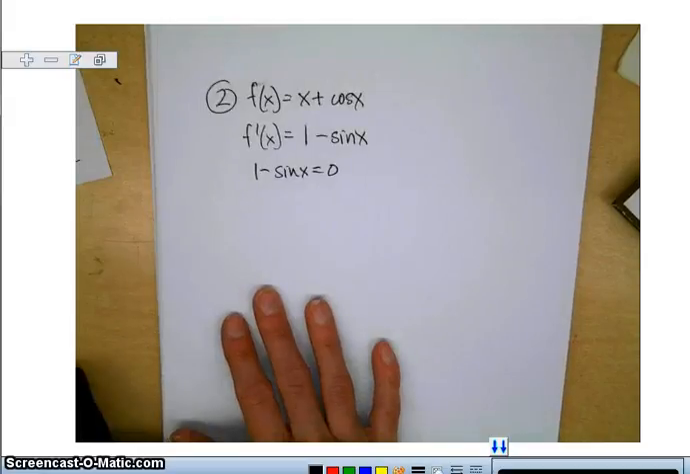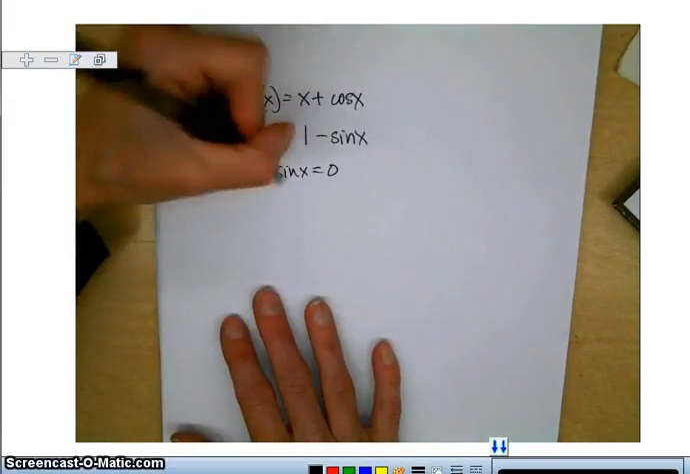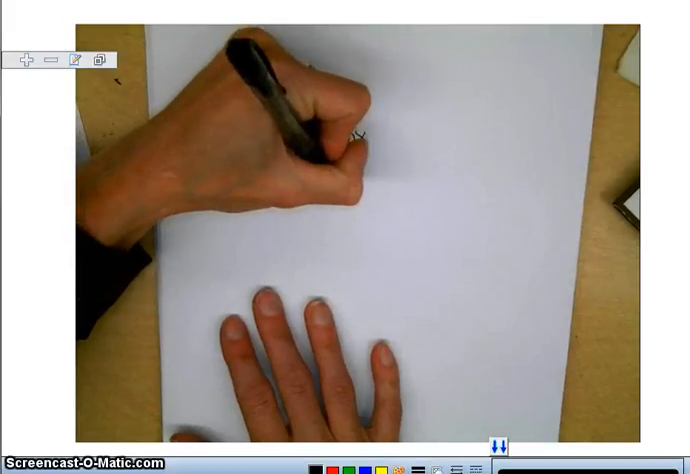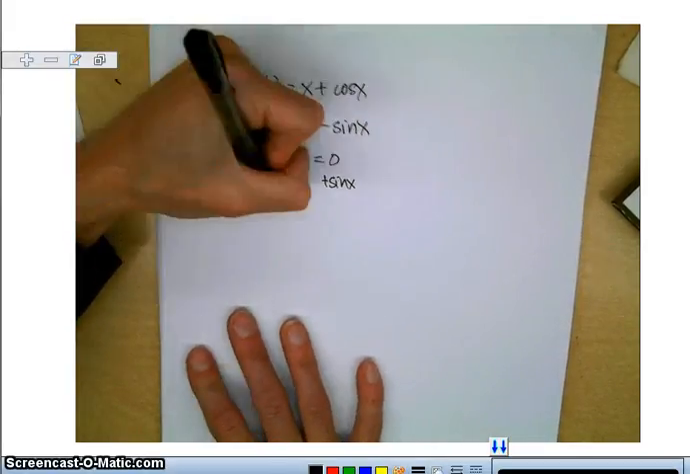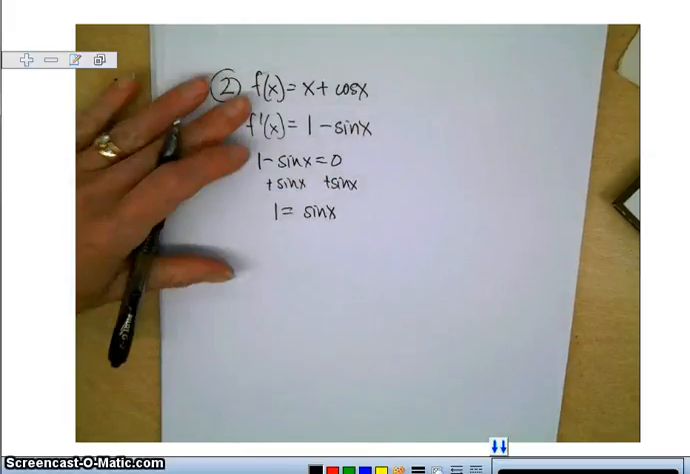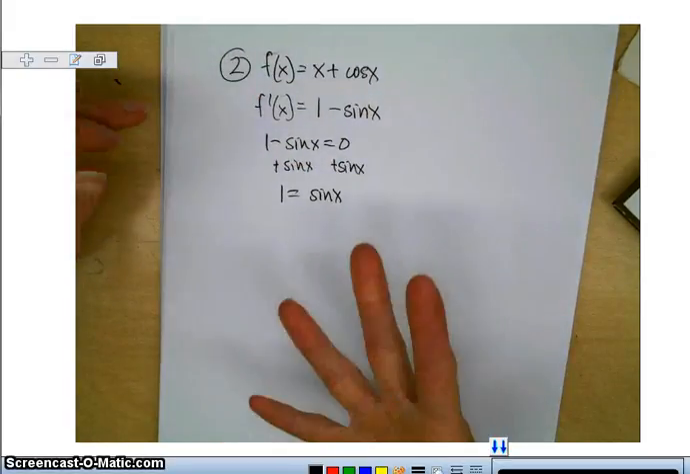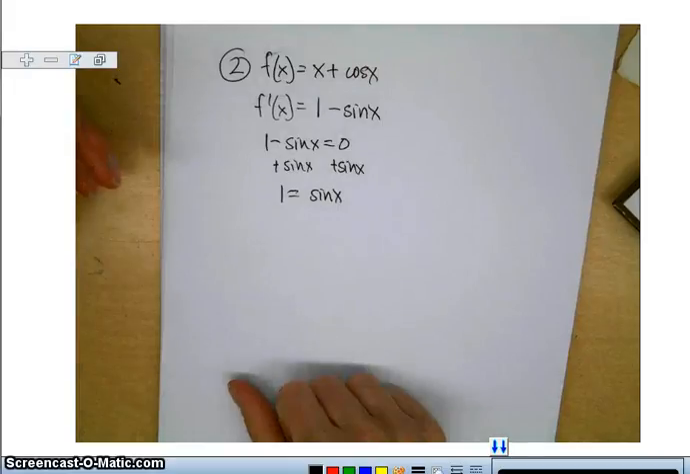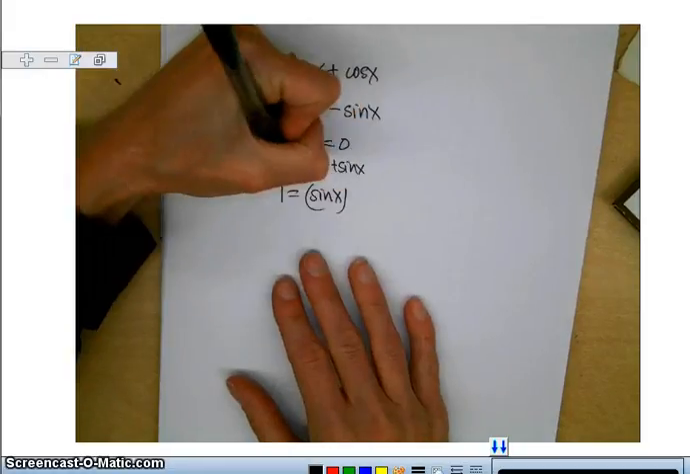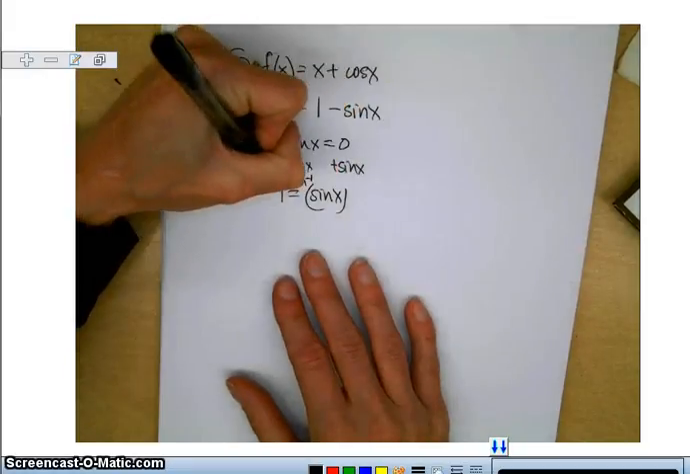How would I start to get x by itself here? Minus, could I add sine of x? No. Would that eliminate a whole step? Add sine of x, so I have basically 1 equals the sine of x. So now how do you get rid of the sine? What's the inverse operation to get rid of the sine? Do you remember arc sine, inverse sine? That's how you get rid of the sine. So technically I'm taking the inverse sine of both sides.